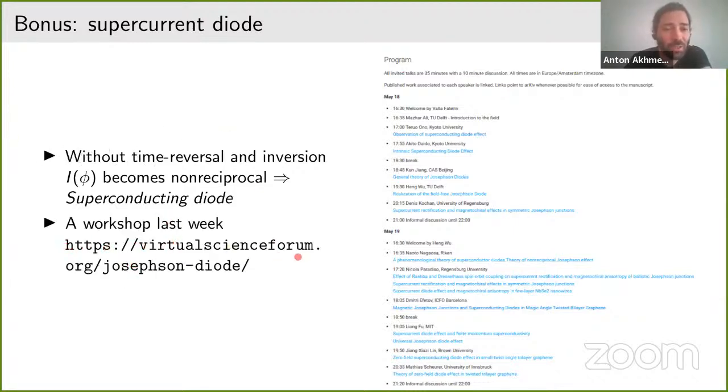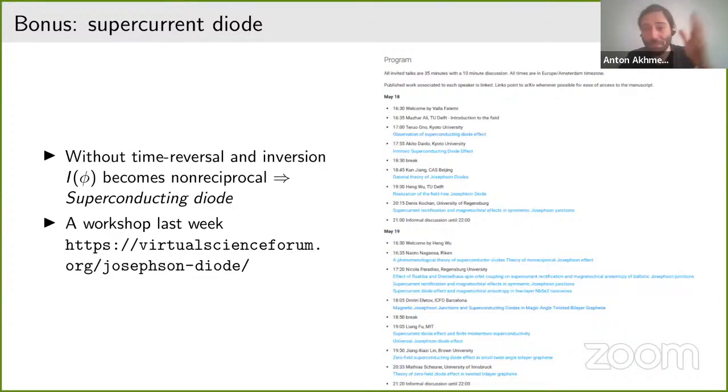It's virtualscienceforum.org/Josephson diode. Some of you may have seen it already before. And these are all interesting works. There are really creative ways. In particular, I could recommend this work by Liang Fu, Universal Josephson Effect, about how one can boost Cooper pairs and create unidirectional supercurrent flow. But also many of these other works I found quite interesting and educational.